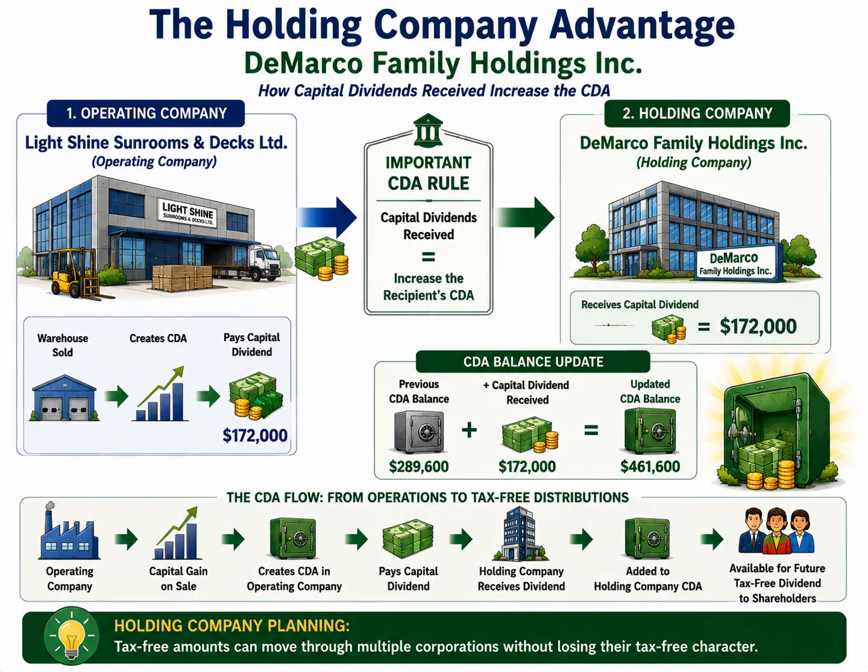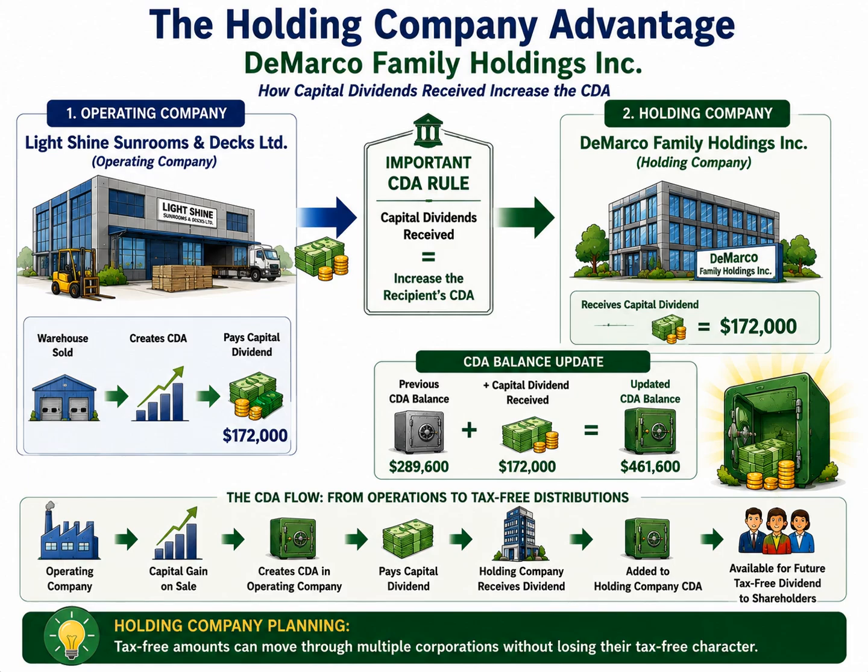At the end of the previous slide, the corporation had a CDA balance of $289,600. After receiving the capital dividend of $172,000, the CDA balance increases to $461,600. Notice what happened. No taxable income was created. No additional tax was triggered. The CDA simply increased because a qualifying capital dividend was received.